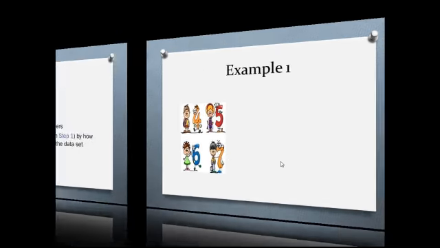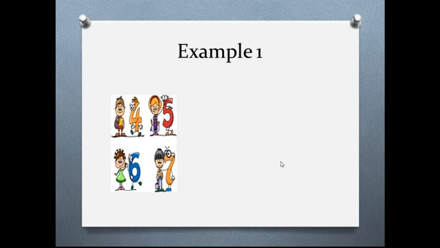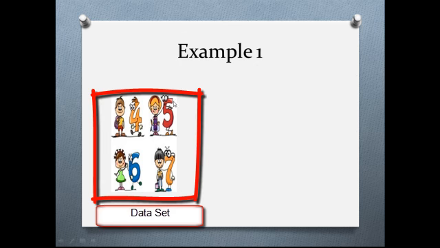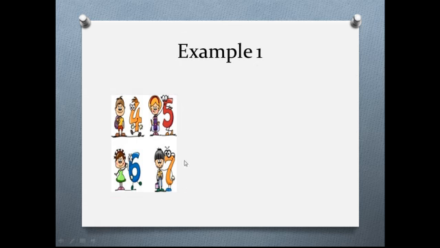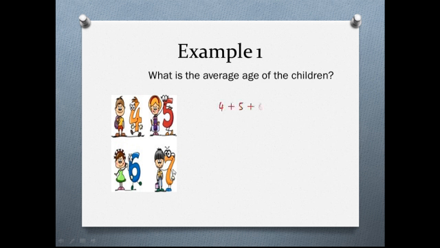So, I'll show you an example. We have here 4 children. One is 4, one is 5, 6, and 7. So the first step is to add up all the numbers that you have. So here's my data set. I have 4, 5, 6, 7, and I'm just going to add it all up. After adding it all up, I get 22.